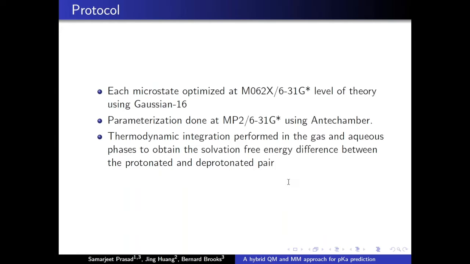So our final protocol for doing the calculations was to do an optimization using Gaussian 16 at the M06-2X with 6-31G star level of theory. We did parameterization to obtain the force field parameters using antechamber. And finally, we used CHARMM to do the thermodynamic integration.